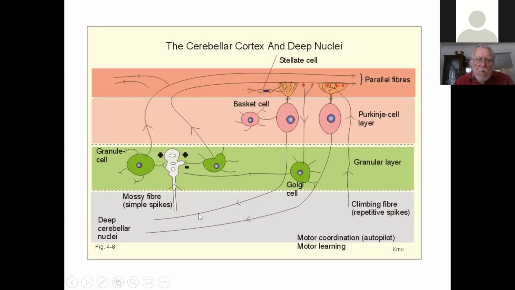Whereas when we look at Mossy fibers coming in, what you basically see is a lot of simple spiking of granule cells that then form the parallel fibers, and Golgi cells that come up and work on these parallel fibers and the dendrites of the Purkinje cells.